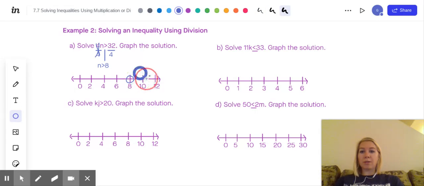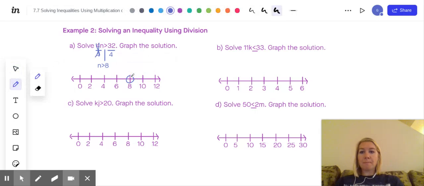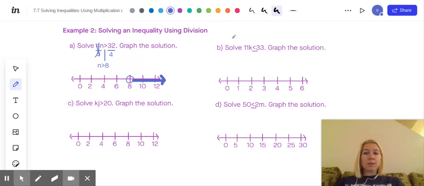So our arrow is going to go, oops, that's a circle, not an arrow. Our arrow is going to go to the right, meaning that any number greater than 8 is a solution. So for example, 12, if we substitute 12 for n, 12 is greater than 8. That is a solution. Let's go to problem B.